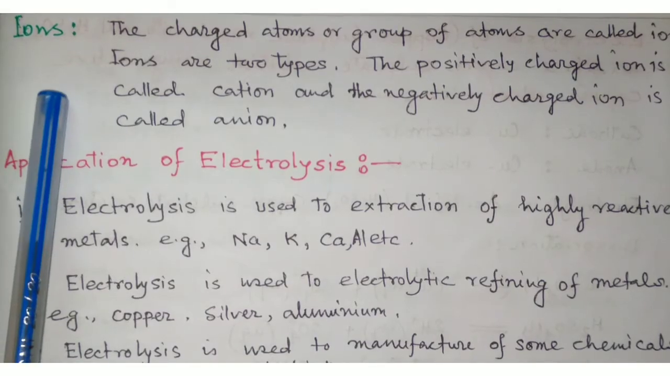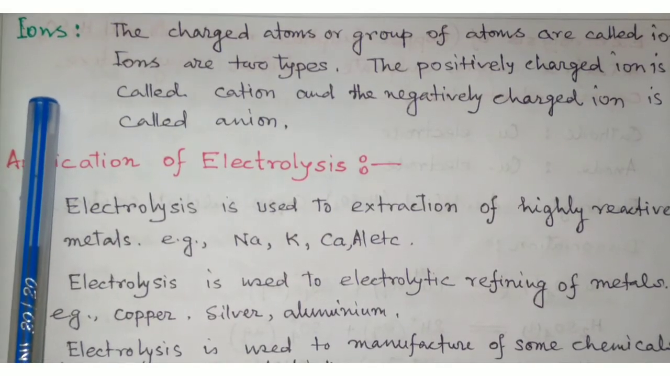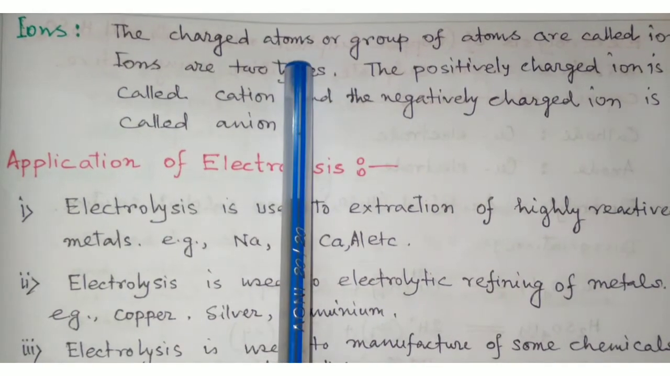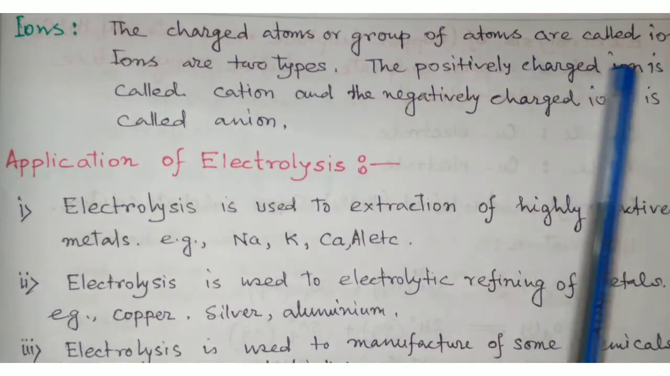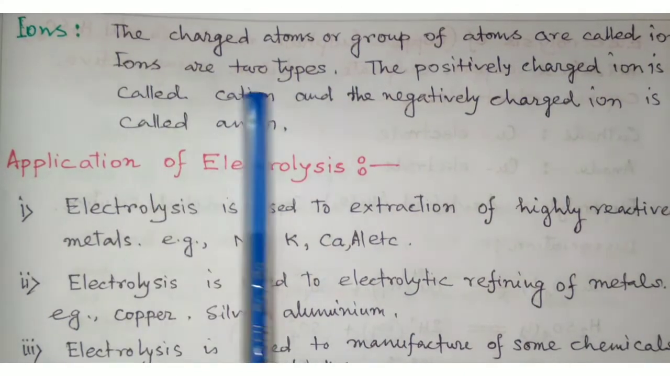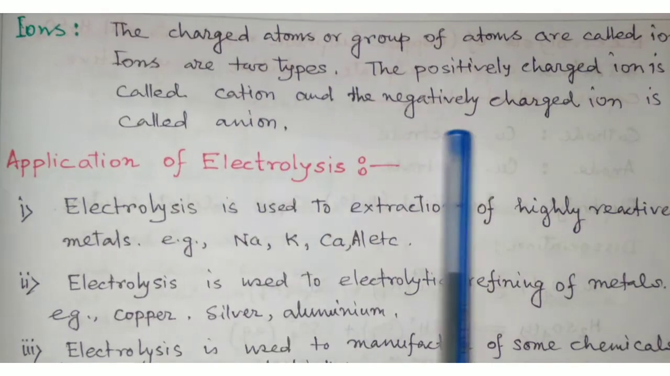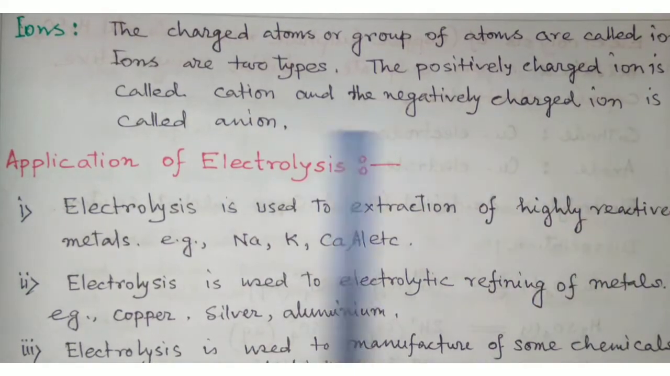Now we discuss ions. What are ions? The charged atoms or groups of atoms are called ions. Ions are of two types. The positively charged ion is called cation and the negatively charged ion is called anion.